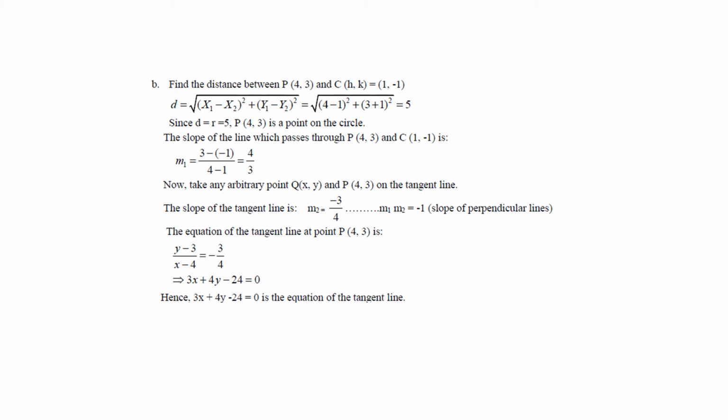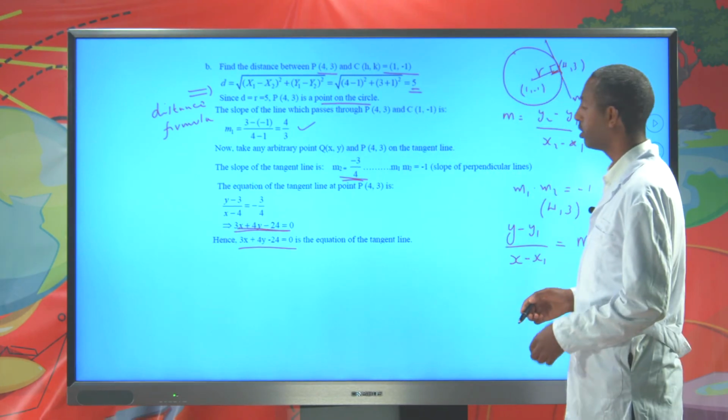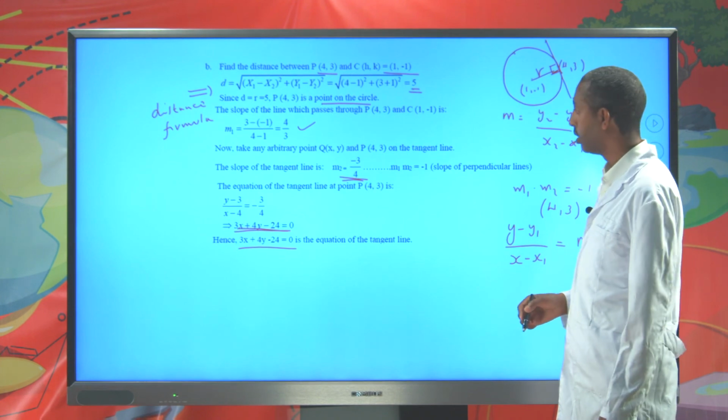You may rewrite this sometimes in slope-intercept form, depending on the question. So you can rearrange this equation. So we may say the equation of the tangent line is 3x plus 4y minus 24 is equal to 0.